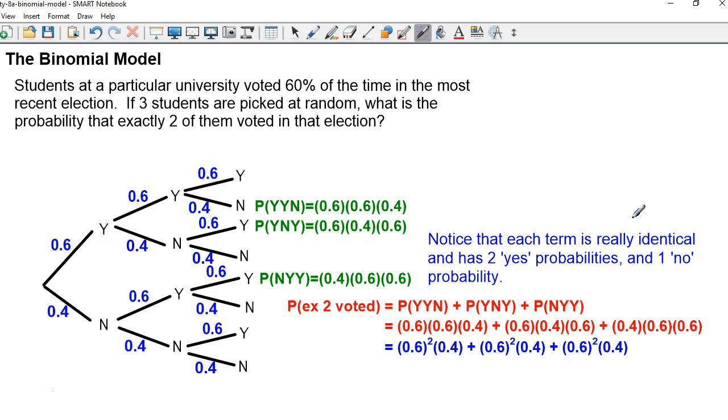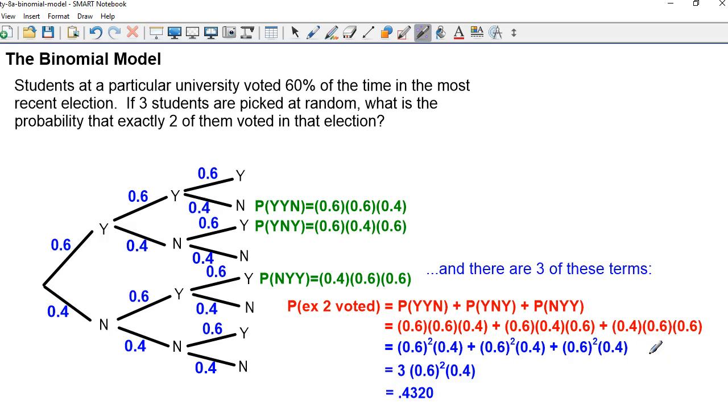Okay, so I want us to look at and notice a couple things about the terms. First of all, the terms involve 2 yes probabilities and 1 no. So we could write each term as 0.6 squared times 0.4, and there are 3 of these added up. So I could instead think of it as the number 3 times 0.6 squared times 0.4. And that probability is 0.4320. So about a 43% chance that exactly 2 of the 3 students would have voted.